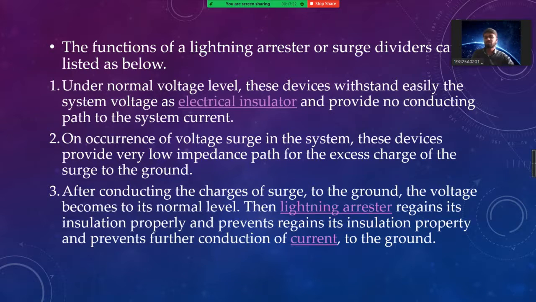After conducting the charges of the surge to the ground, the voltage becomes its normal level. The lightning arrestor regains its insulation property and prevents further conduction of current to the ground. These are the functions of the lightning arrestor and also the surge divider. So that's it.